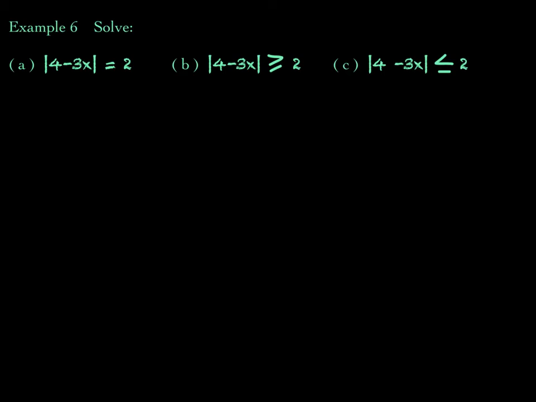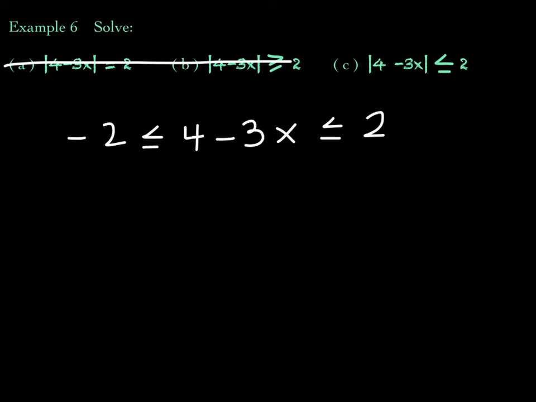All right, let's solve the last one. We already did these two, right, everybody? So let's solve part C. This inequality is less than or equal to. The way I'll solve this is by taking my expression and saying that it has to be less than or equal to 2 and greater than or equal to -2. This is called a double inequality because you have two statements within one, or two inequalities.